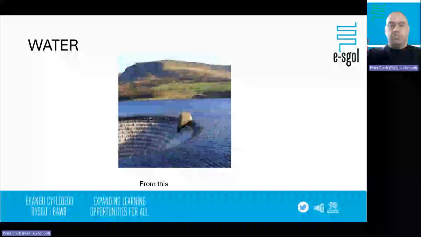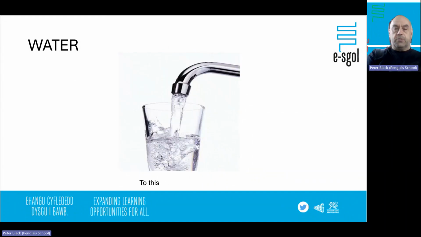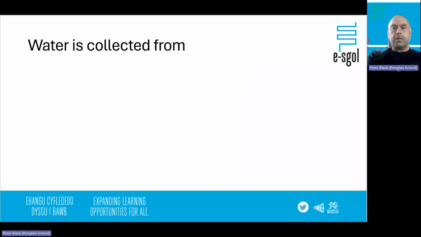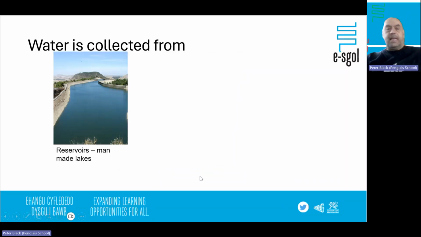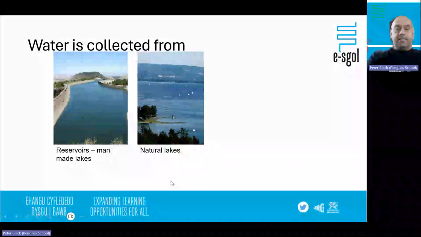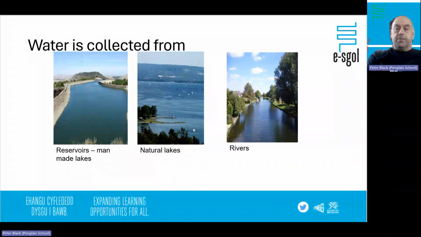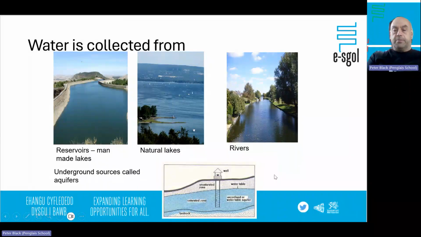So first of all, the sources of water. Well, obviously we're going to be turning our water from sources like this into our drinking water. And our sources can come from, well, obviously reservoirs and lakes. And we can get it from natural lakes. And we can get it from rivers. And another place where we can get water from as well is from what's called an aquifer. And we find these underground.